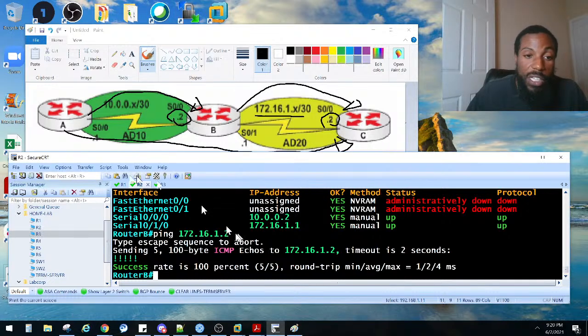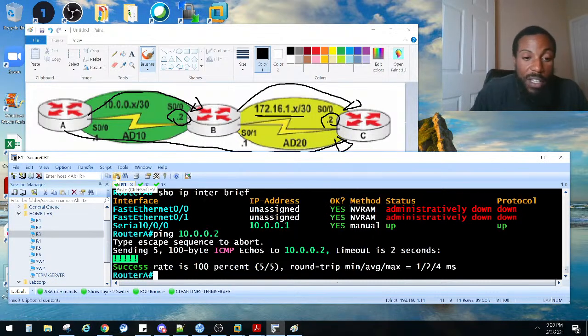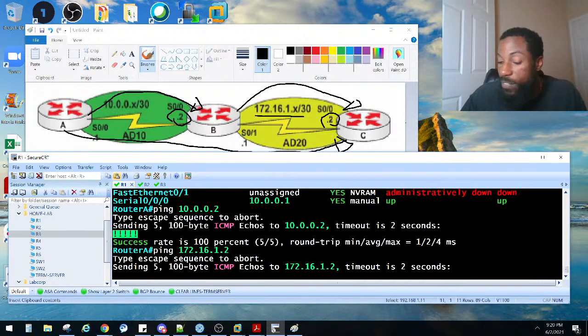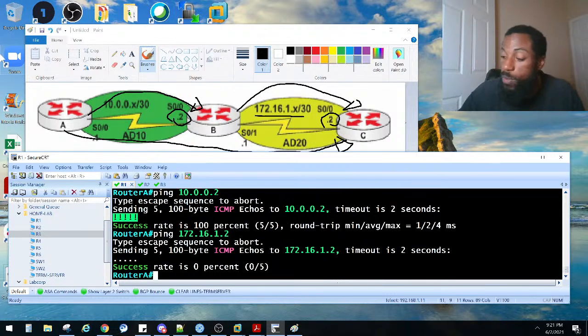I already gave you the spoiler alert. It ain't going to work, right? But we'll do it anyway. Ping 172.16.1.2. It's hanging there. We got a period, another period, another period. What's going on here? It's all good though.